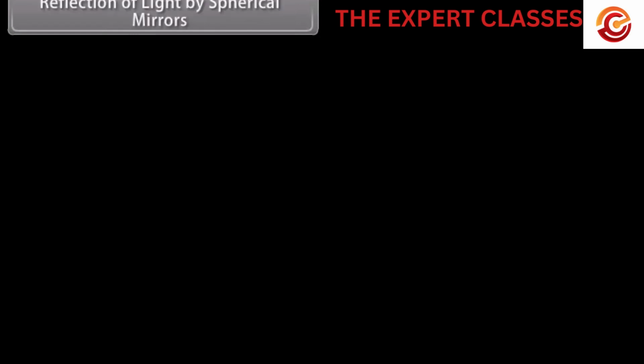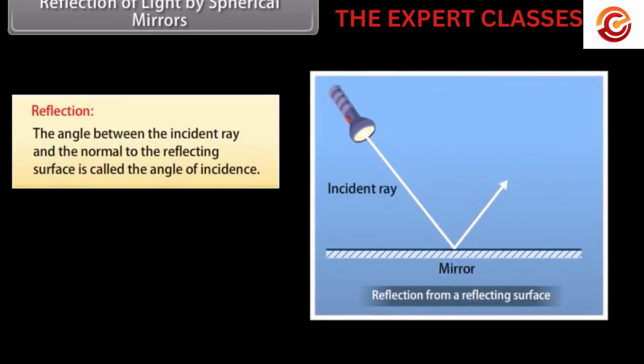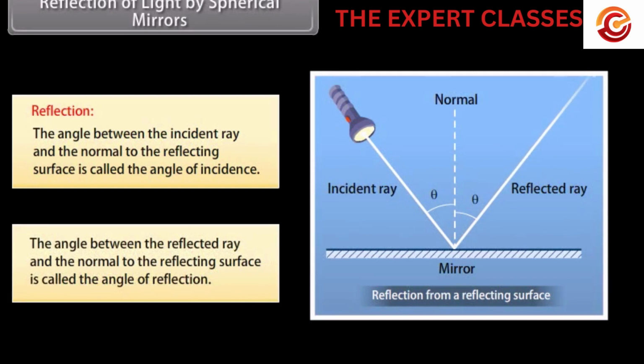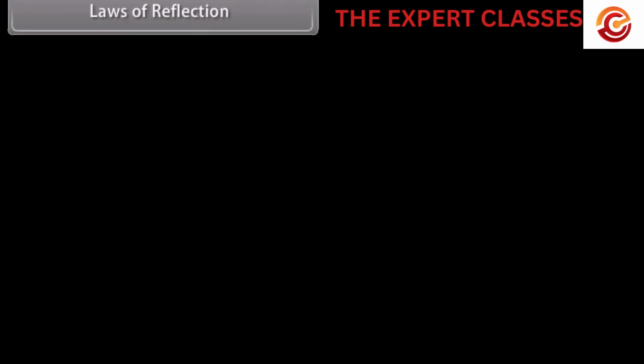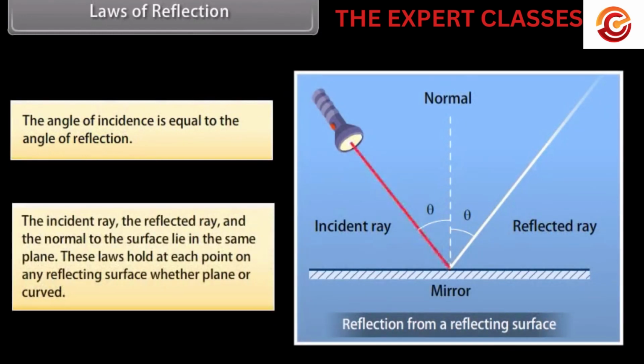Reflection of light by spherical mirrors. Reflection. The angle between the incident ray and the normal to the reflecting surface is called the angle of incidence. The angle between the reflected ray and the normal to the reflecting surface is called the angle of reflection. Laws of reflection. The angle of incidence is equal to the angle of reflection. The incident ray, the reflected ray, and the normal to the surface lie in the same plane. These laws hold at each point on any reflecting surface, whether plane or curved.